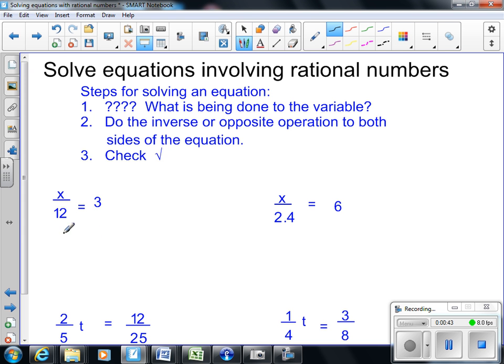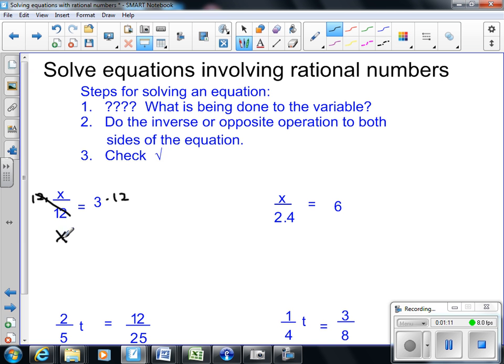All right, so let's try one. We have the problem x divided by 12 equals 3. Okay, the first question is, what is being done to the variable? What is being done to Mr. X? He's being divided by 12. Okay, so step 2 says do the inverse or opposite operation. Well, what's the opposite of dividing by 12? We're multiplying by 12. So multiply both sides by 12.